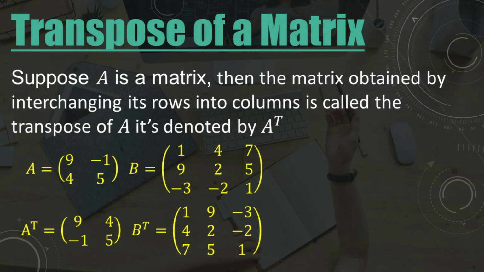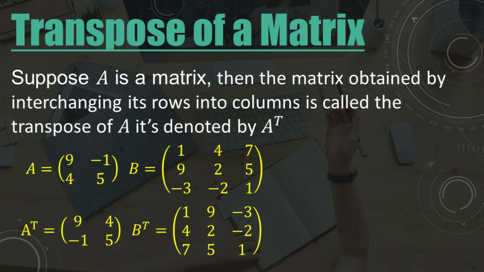Right, here you can see all my rows are changed into the columns. So a capital A is changed into AT. 9, minus 1 is the previous A. It was a row, no? Now it's a column. 4, 5 was a row, now it's a column. So B as well. 1 4 7 is now down. 9 2 5 was horizontal, now it's down. Minus 3, minus 2, plus 1 now looks like a row. So the columns are changed into the rows, right? So this is the transpose of a matrix.